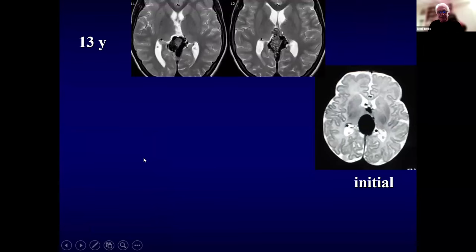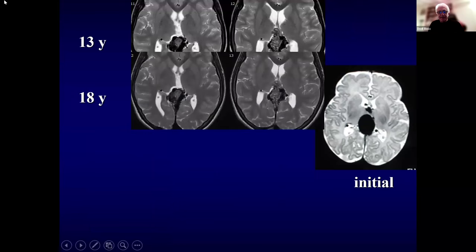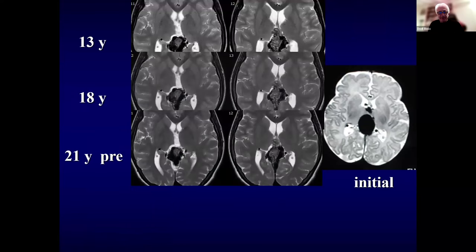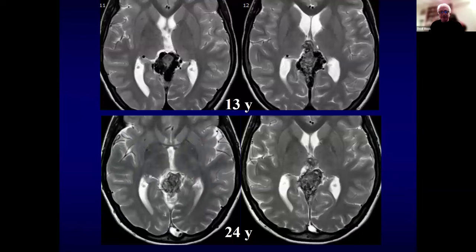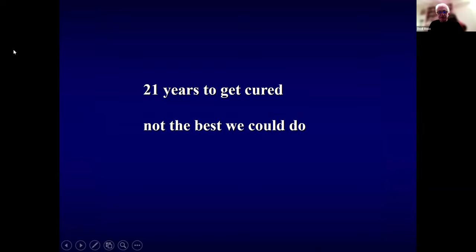This is what she was at 4 months old. And then 13 years old, 18 years old, 29 years pre-treatment, 21 years post-treatment. And this is comparing 13 years to 24 years. Why do I show this? Just to show that she took 21 years to get cured. Not the best we could do, of course.